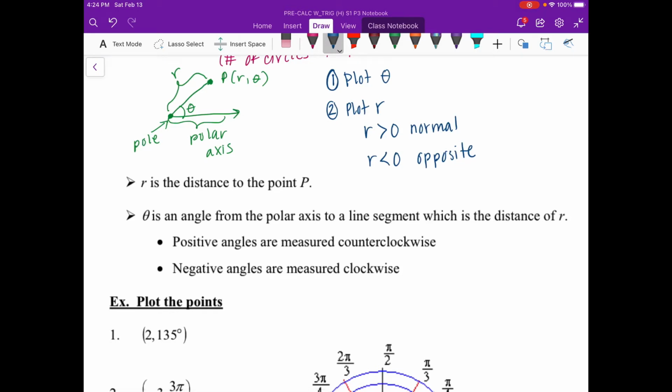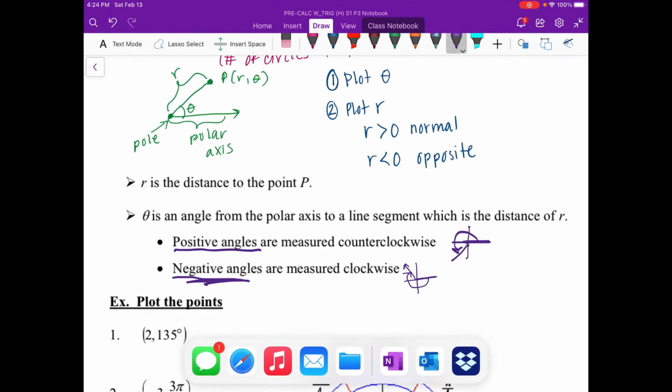Now, r is the distance to the point P. So again, r is the radius, how many circles out you are from the center. Theta is the angle from the polar axis to a line segment, which is the distance of r. So we know that positive angles are measured counterclockwise just in our regular coordinate. If I was graphing an angle that's positive, I would go this way. If I was graphing a negative angle, then I would start off here and go this way. Okay, so we did this when we were graphing last semester, so we'll revisit that.